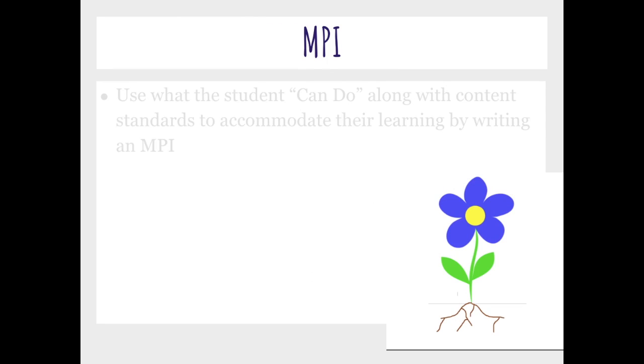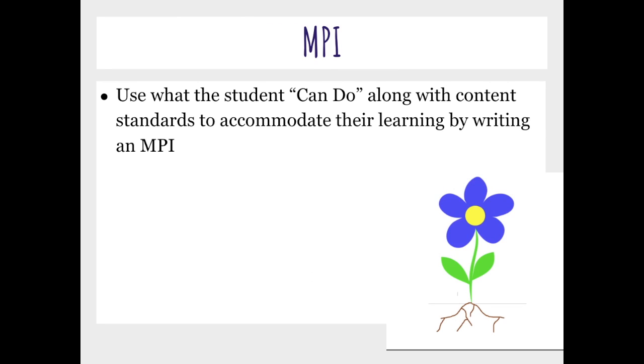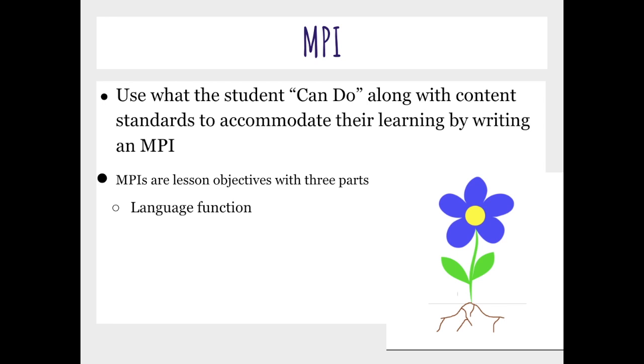MPI stands for Model Performance Indicators and are essentially student objectives written with 3 parts. The language function is the skill you want the student to learn or practice. The instructional support is the job aid or tool the student will use. And the content stem is related to the subject students are learning. On the next slide, you will see an example of how to write an MPI.